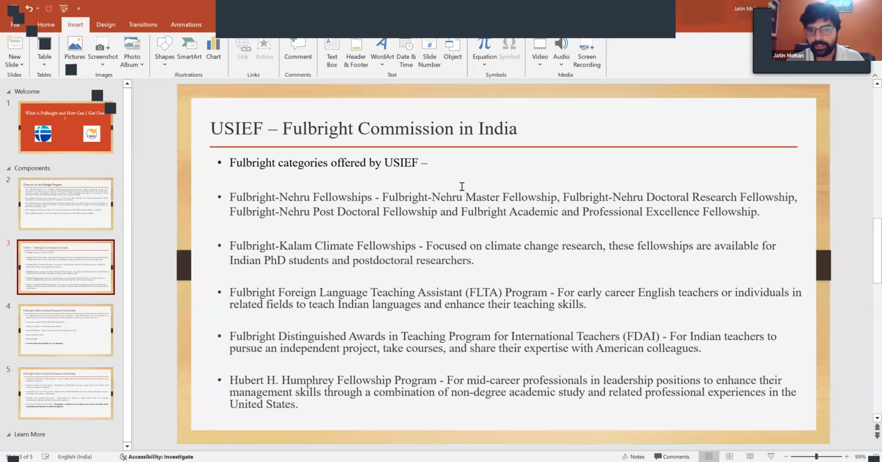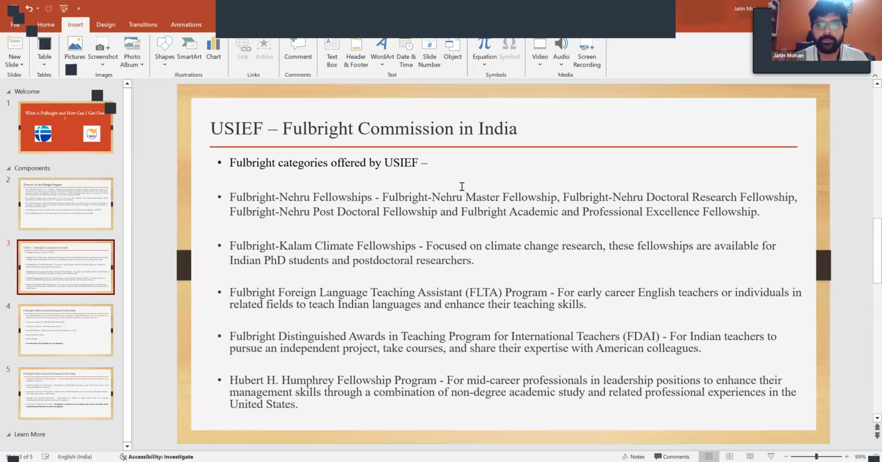Fulbright Nehru Fellowships alone has 4 categories. First, the Fulbright Nehru Masters Fellowship, for any Indian student who wants to pursue a master's degree in the US for 2 years. Second is the Fulbright Nehru Doctoral Research Fellowship, which is the category I went through. This one is quite interesting, and I'll describe it later, because it is slightly tricky.